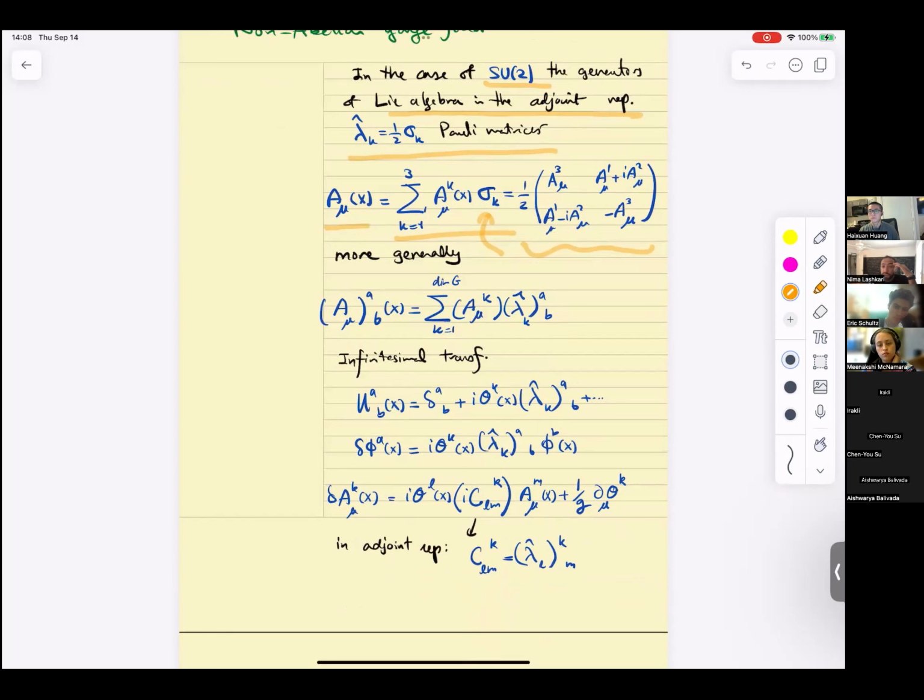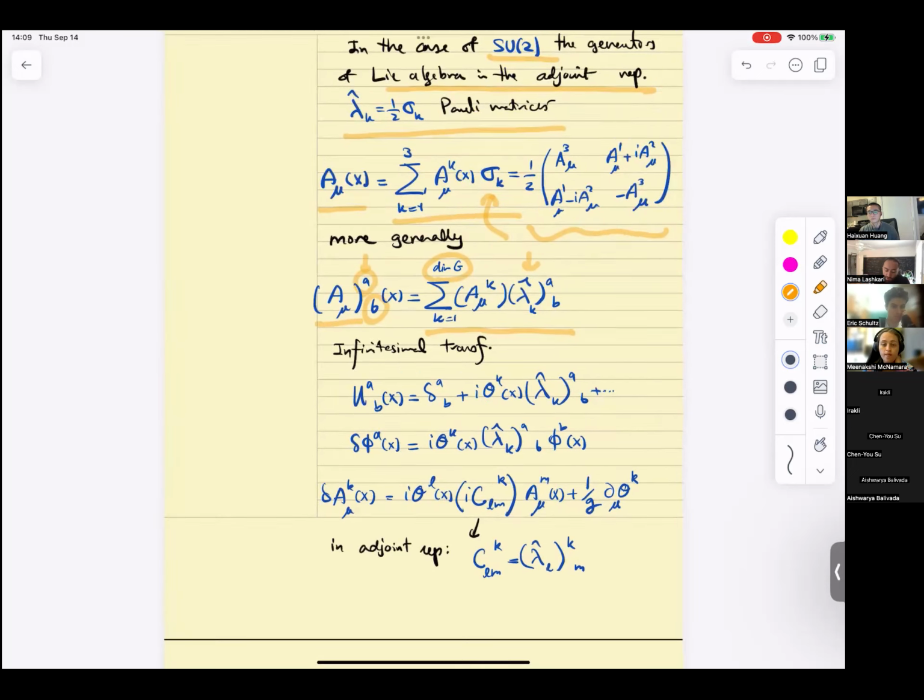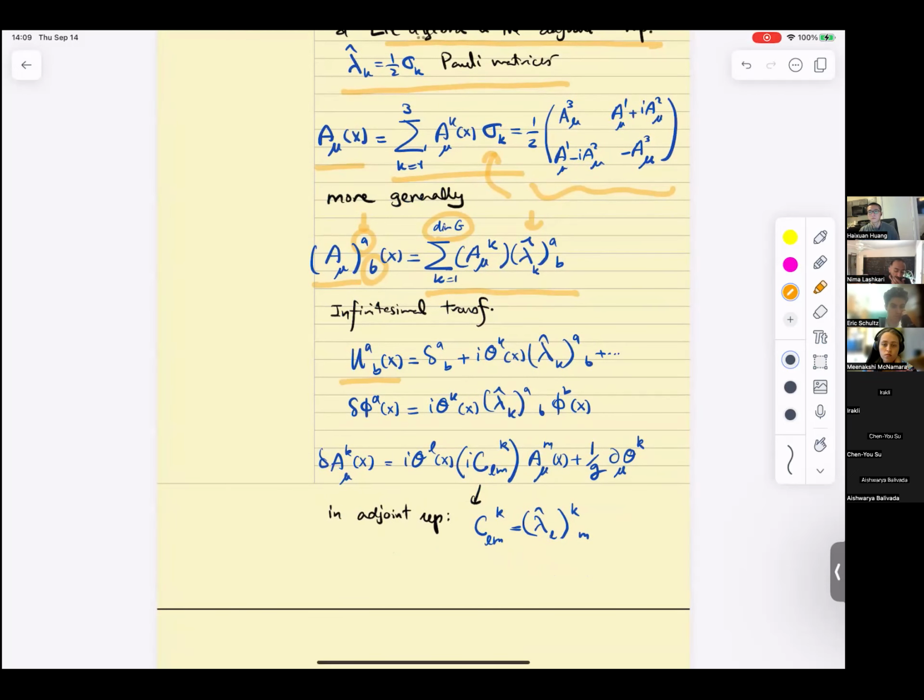More generally, if you have a group of dimension D, A_mu, because it's an adjoint, you can think of the adjoint always in terms of the fundamental and anti-fundamental. So there will be the fundamental index up here, anti-fundamental down here. Because the dimension of the adjoint representation is the same as the dimension of the group, you can expand it in terms of the generators of the Lie algebra. Now if you make an infinitesimal transformation, you're going to get delta_AB plus this.